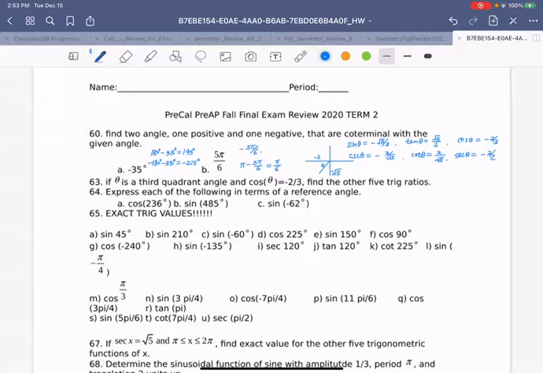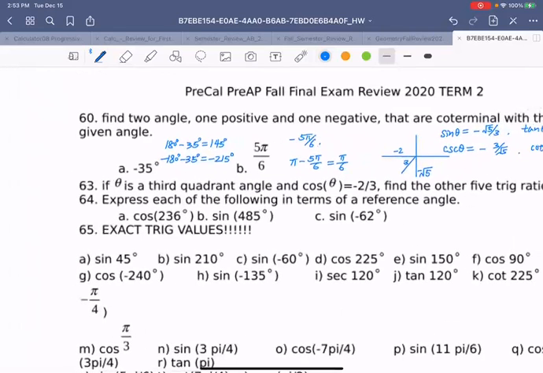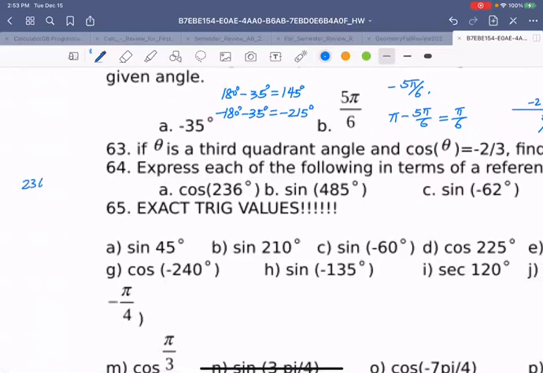Number 64. Reference angle. Well, for reference angle we want to put everything in quadrant 1, right? Coterminal and reference angle are two different concepts. For this guy, if we want to change that to an angle in quadrant 1, we minus 180, and get 56 degrees. You just subtract 180 since it's in quadrant 3.